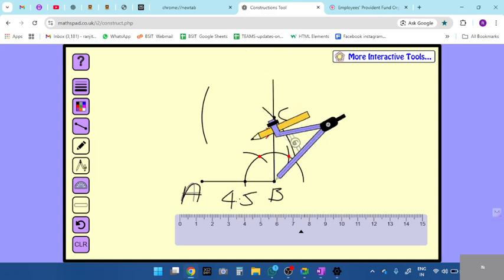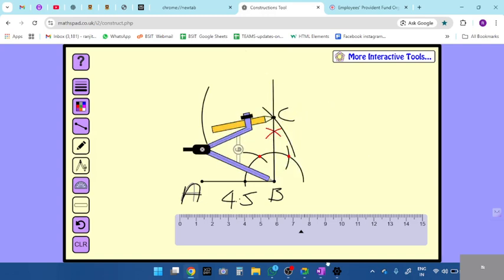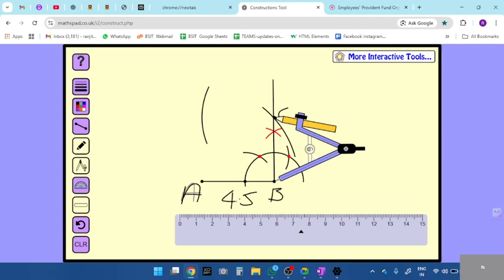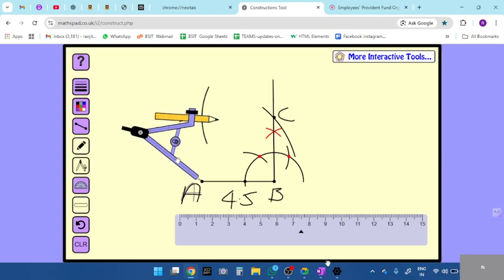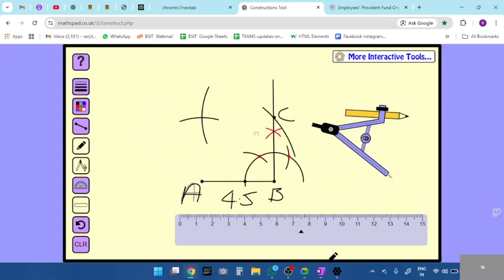So I'll take this B to C, students. Look here, I'm taking B to C distance. Whatever distance we got, I'll take that distance from A, I'll cut an arc. This is how you get a rectangle. Understood, all of you?